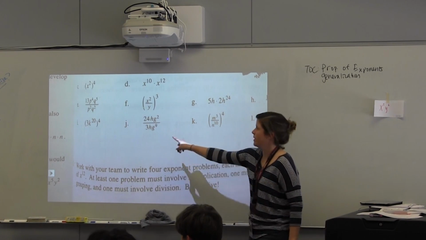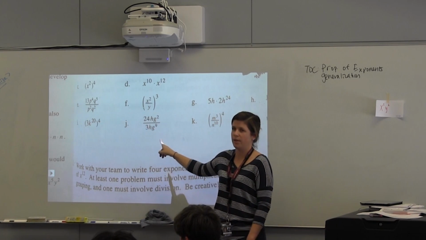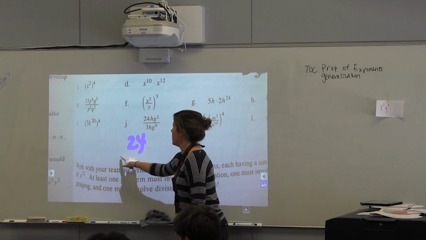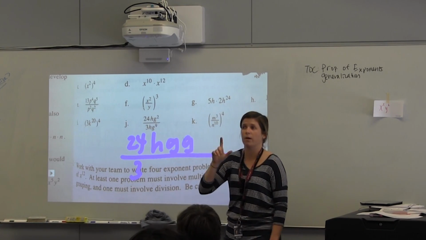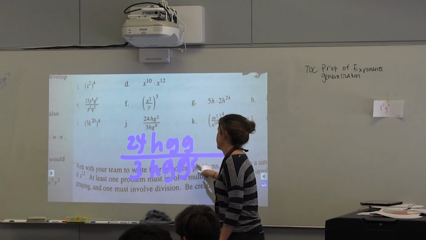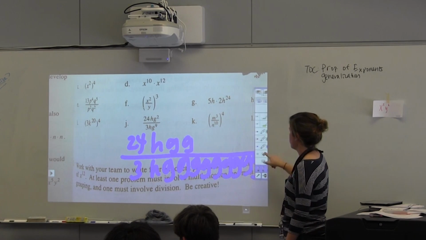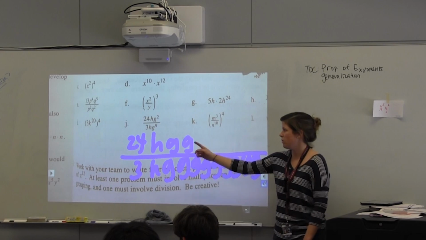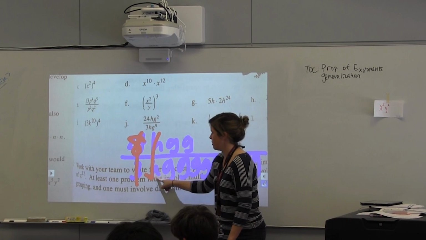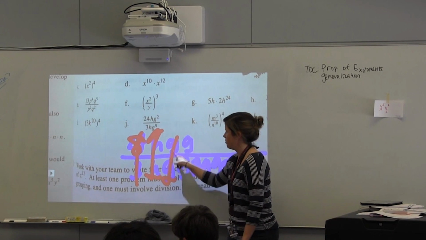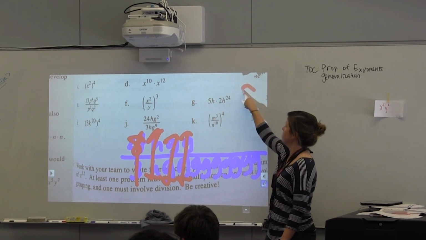Oh, you know what? There's one more. This one here, we have 24 h g squared over 3 h to the 9th. So if we wrote this out, because I saw a lot of people that got this slightly incorrect, so please pay attention. This one's worth writing out because it's a little different than all the other ones. The 24 and the 3, we can simplify that to make 8. H divided by h is just 1. G divided by g is 1. G divided by g is 1. So what do I have up top? 8 times 1 times 1 times 1, which is 8.